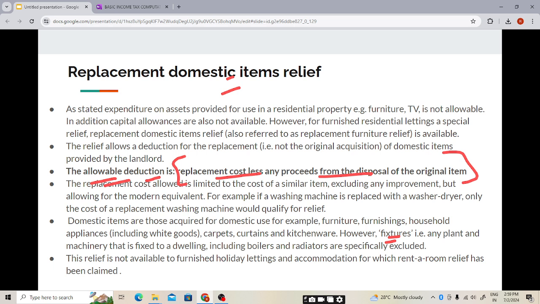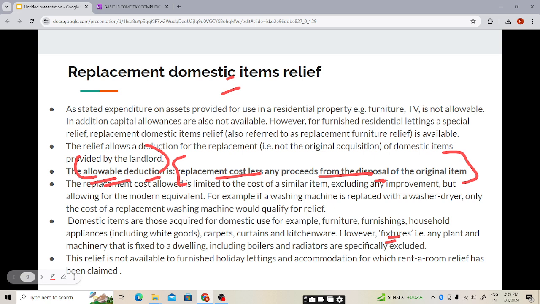When you are providing the TV, fridge, washing machine the first time you are letting out your property, those expenditures will not be allowed. But when these assets which you have provided are damaged and replaced, you will get your replacement domestic relief. What is the replacement domestic relief? Replacement cost less gross proceeds, that amount you can reduce from your property income.